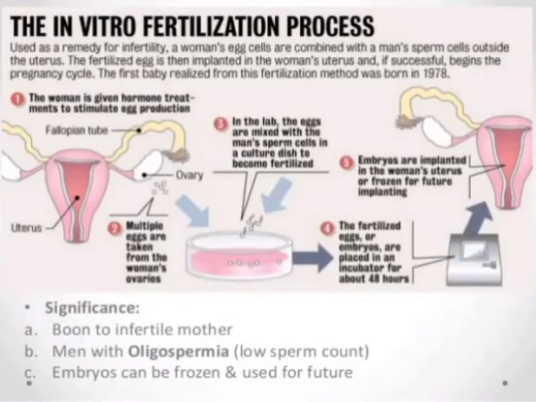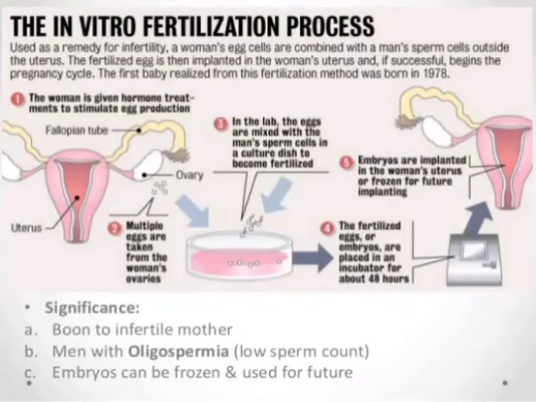So this is the pictorial presentation of in vitro fertilization. The first thing that happens is the woman is given hormone treatments to stimulate egg production. That means firstly we need to give the hormonal treatment to the woman for the production of eggs. And the second is multiple eggs are taken from the woman's ovary. That means after the hormonal treatment so many eggs are produced, then we take those eggs from the ovary.